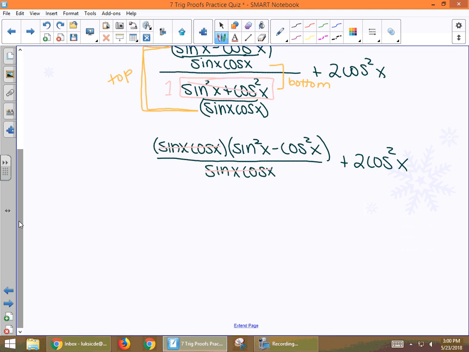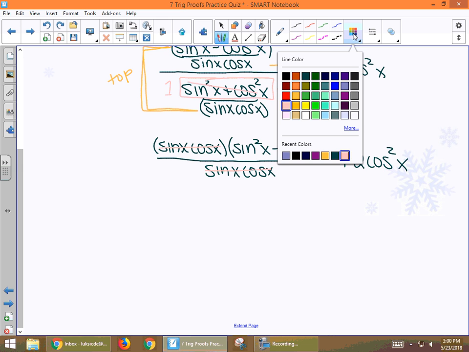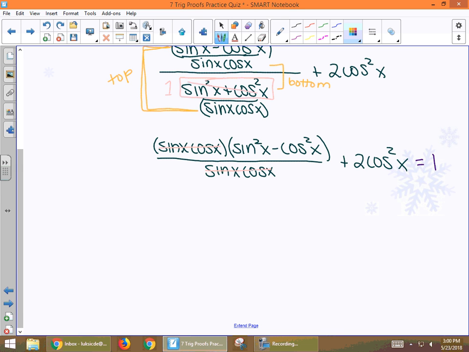I'm trying to match 1 here. That's what I'm wanting to be equal to. So I'm going to rewrite. Now I no longer have a denominator, so sine squared minus cosine squared is over 1. And that's where this 2 cosine squared x comes into play. Negative cosine squared and 2 cosine squared are like terms. Negative 1 plus 2 leaves us with just 1 cosine squared, and it's a positive 1.